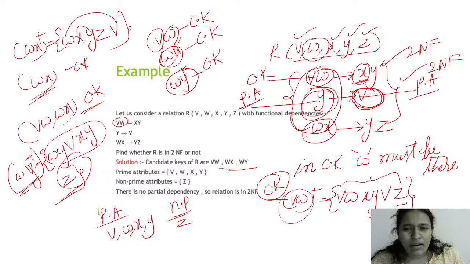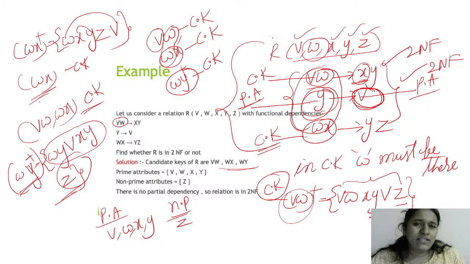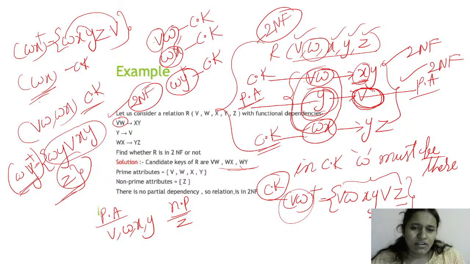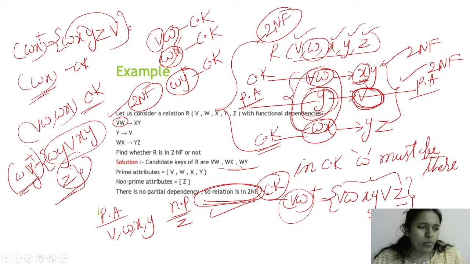Here the left hand side is a candidate key. WX is a candidate key. Then there is no problem. This relation is satisfying all the rules of second normal form. Then we can say that this relation is in 2NF. See here, I hope you understand this. Please ask me if you have any doubt.